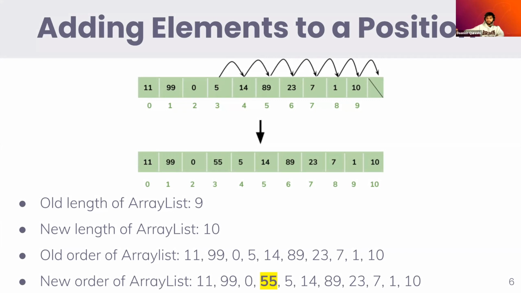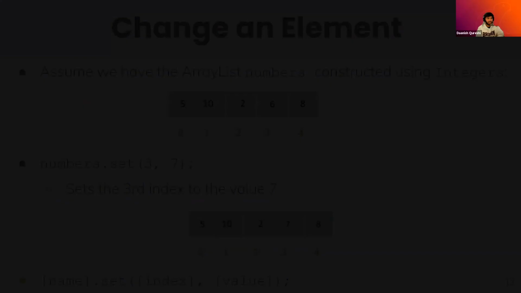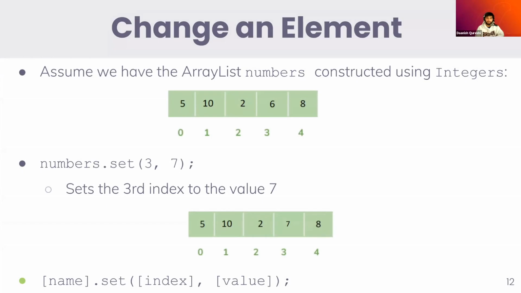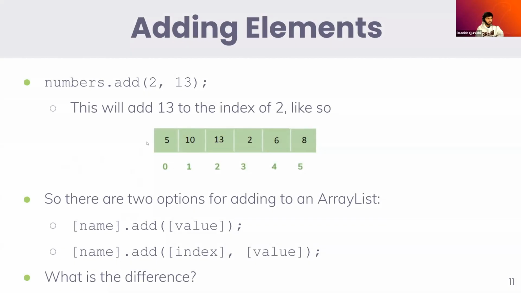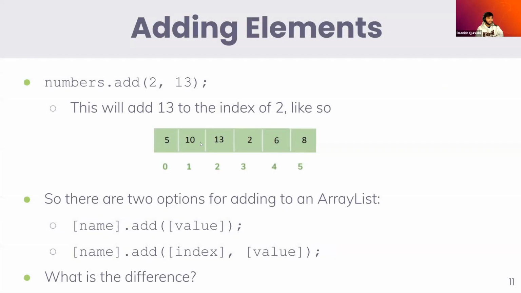Does everyone make sense? Can I see some thumbs up? It's a little bit confusing, but hopefully you understand because of what we did before. Like we saw, our original array list was 5, 10, 2, 6, 8. But now it becomes 5, 10, 13, and then 2, 6, 8, because we added the 13 at the second index.